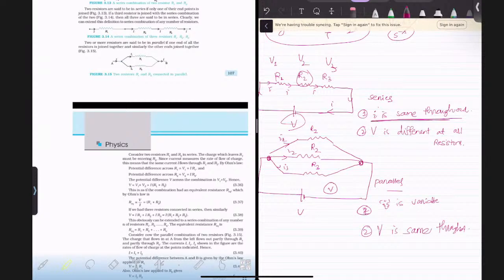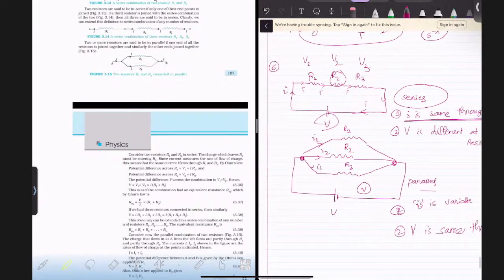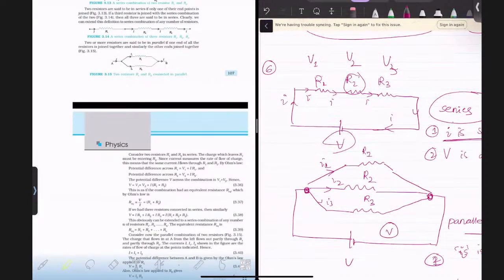डिसएडवांटेज क्या होगा इसमें? डिसएडवांटेज होगा इफ किसी रजिस्टर में कुछ प्रॉब्लम है. डिसएडवांटेज इन सीरीज कनेक्शन है, अगर किसी रजिस्टर में कुछ प्रॉब्लम है तो पूरा कनेक्शन ही टूट जाएगा क्योंकि करंट ही पास नहीं होगा. दिस इज द मेन डिसएडवांटेज है सीरीज कनेक्शन.